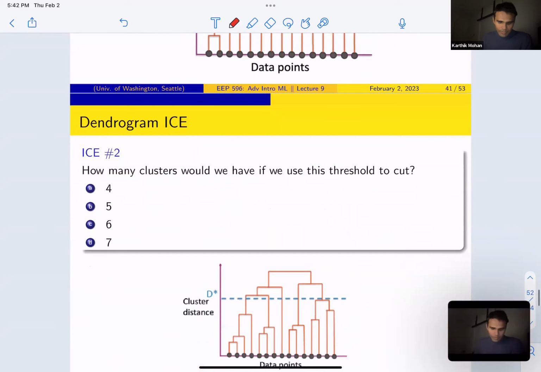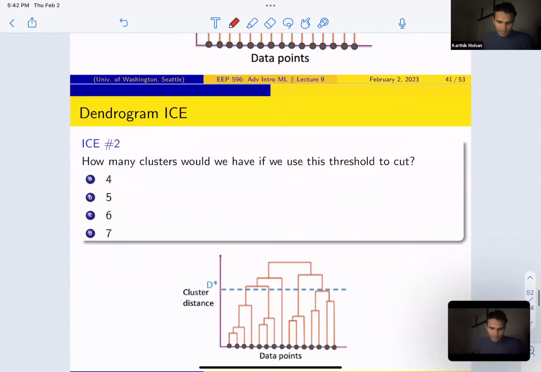So let's do a quick in-class exercise. If we were to cut off this dendrogram on the dotted blue line, how many clusters would we be left with if we were to cut it off at this point? So just take a look at this and see what you get. The poll is active, so you can answer on the poll.